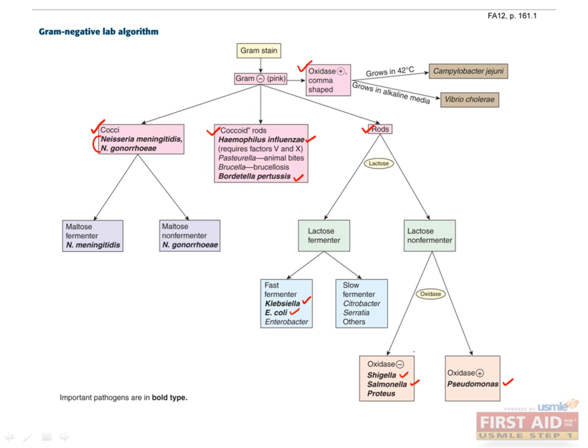Finally, there are only two comma-shaped organisms to know: Vibrio cholera and Campylobacter. Remember the buzzword comma-shaped, as it is often used on the boards and immediately tells you that you're dealing with cholera and Campylobacter.